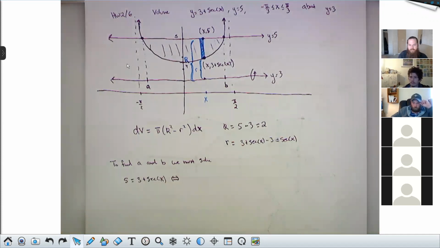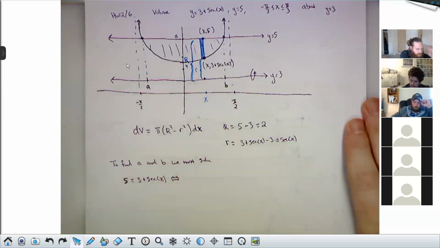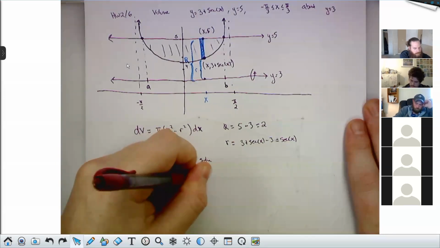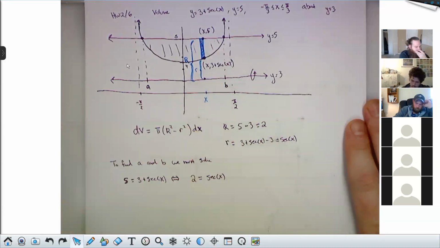You subtract 3 from s? Yeah, we need to subtract 3 from both sides. So over here, I've got a 5. I'm sorry if my handwriting made that look like an S. I'll subtract 3 from both sides, and that gives me 2 equals secant of x. Okay, what now?